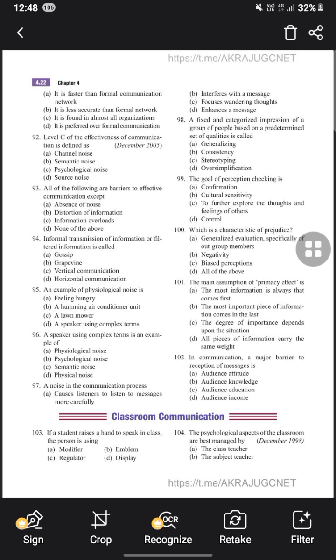Level C of the effectiveness of communication is defined as 92 is A, that is channel noise. All of the following are barriers to effective communication except 93 is A, that is absence of noise. Informal transmission of information or filtered information is called 94 is B, that is grapevine. An example of psychological noise is what? 95 is A, that is feeling hungry.